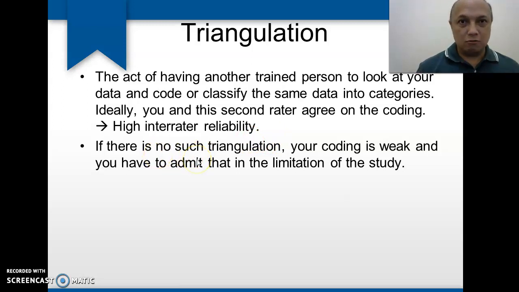If there is no such triangulation, maybe because you run out of time and you cannot find a person who is kind enough to support your data analysis or to serve as a second rater, then your coding is actually weak. Your interpretation is very subjective. It is only based on your subjective opinion, and it is not good. It's okay if that happens, but you have to admit that in the limitations of the study that you put in chapter 1.